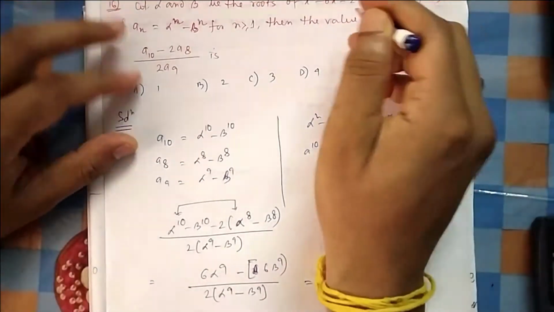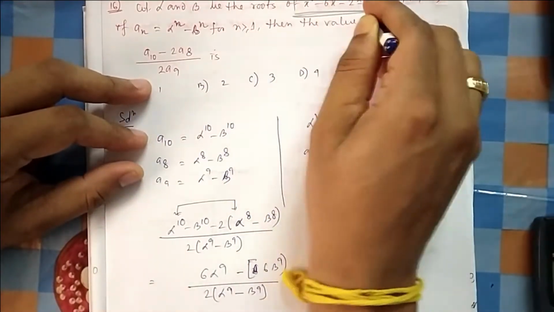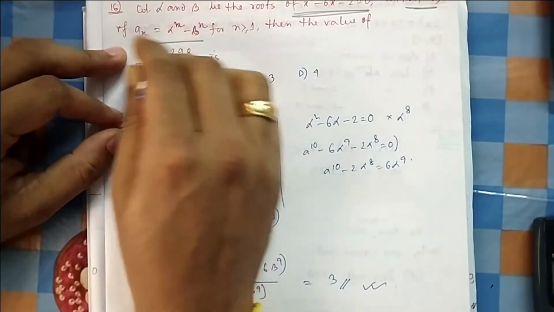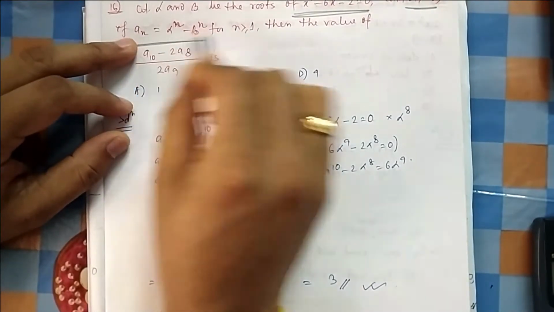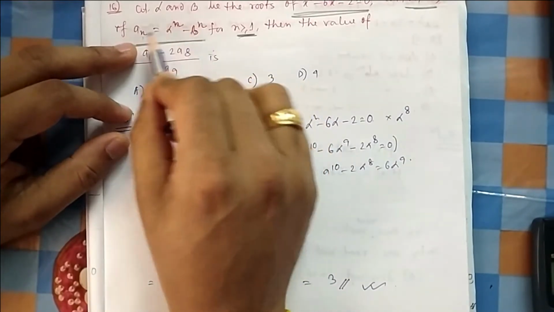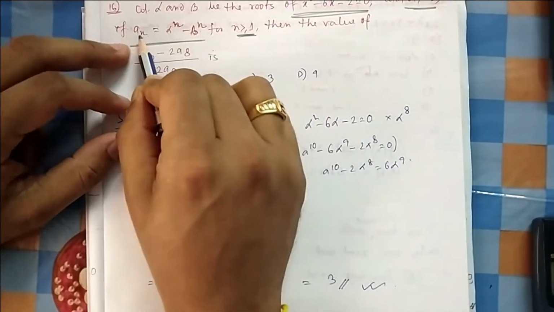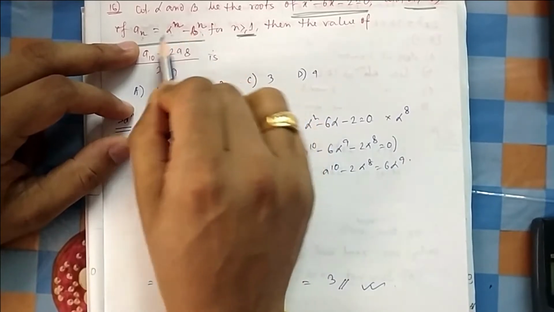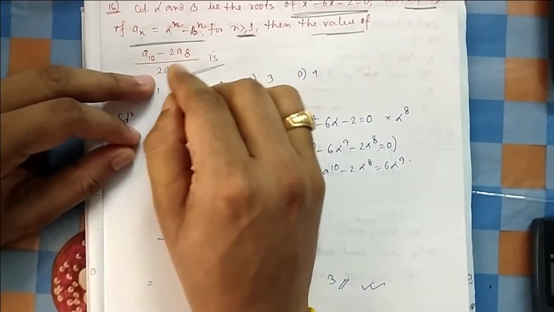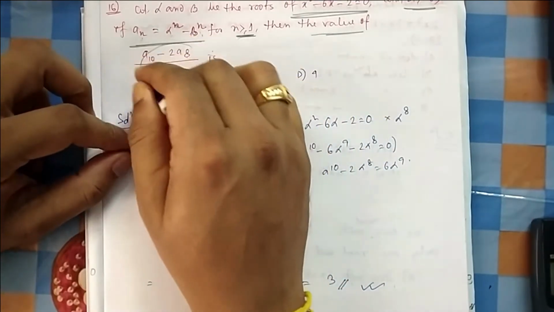So in question 16, if you see, alpha and beta are the roots of this equation with alpha greater than beta. Okay, a_n is an expression of this format where you can change n, n greater than or equal to 1. If you put n equal to 1, then one expression will come. A1 will be alpha minus beta, A2 will be alpha square minus beta square. The meaning is this, the value they are asking is (a10 minus a8) by a9. So let me see what this means.